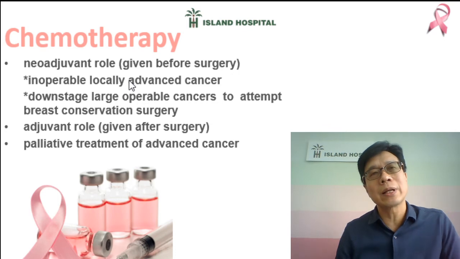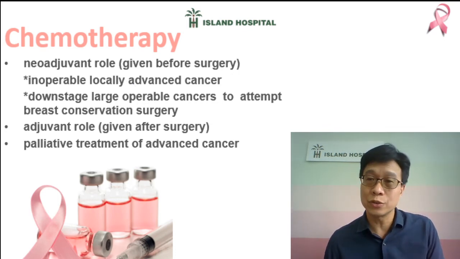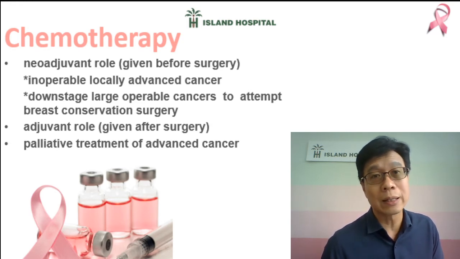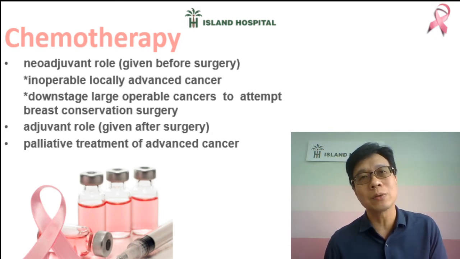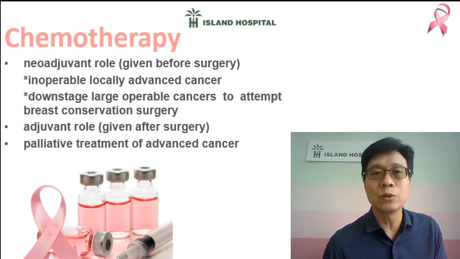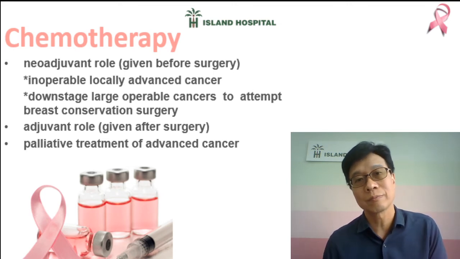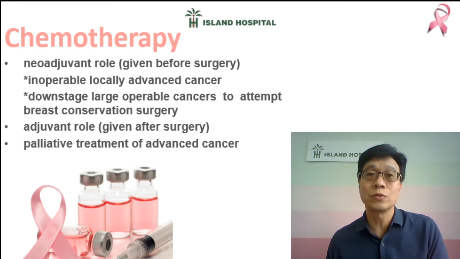In patients where the cancer is too big to be removed, we will give chemotherapy to shrink the cancer so that it can be removed at the time when it is smaller. Sometimes we shrink a cancer to allow us to try to do breast conservation surgery, but it is not always possible. And more commonly it is given after surgery in an adjuvant role.